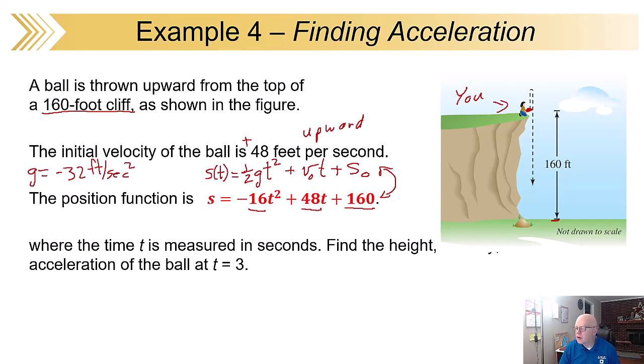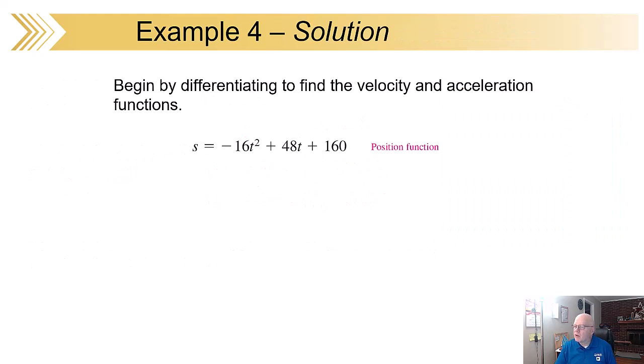Now what you want to do is find the height and acceleration of the ball at t equals 3 seconds. So you let the ball go at t equals 0 seconds. Where is the ball 3 seconds later? Is it still up in the air above you, or is it somewhere down here? Let's see. So first of all, you're going to take that position function and differentiate that to get the velocity, and then you'll take the derivative of that one to get the acceleration function.